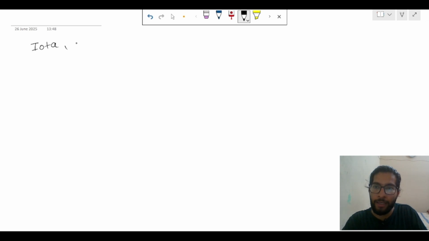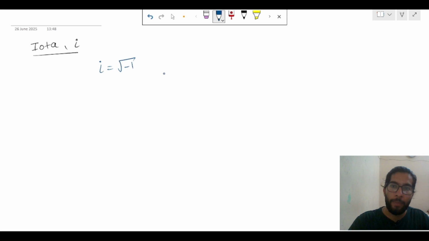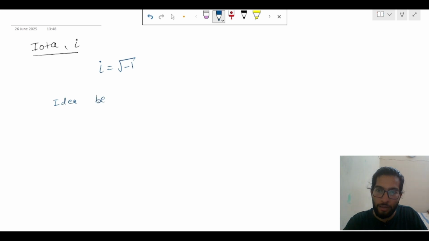Iota is represented by small i. So basically, if I write directly, iota is equal to under root minus 1. Okay, but where does this iota come from? So let me give you the idea behind the origin of iota, or i.